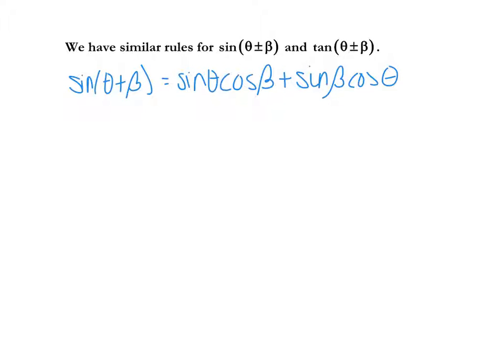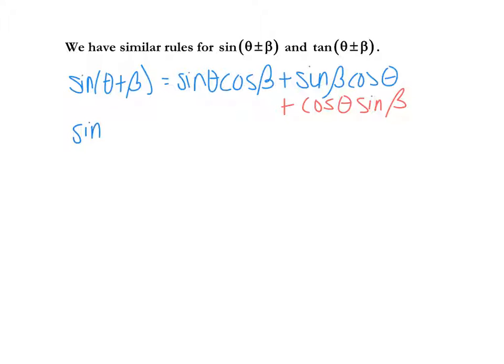Now, some books might write this like the following. What they do is they keep the angles in the same order, so theta always comes first and then beta always comes second. This is equivalent, right? 2 times 4 is the same thing as 4 times 2. So just to let you know, if you happen to look it up or you work with a teacher or student somewhere else, these are equivalent to each other.